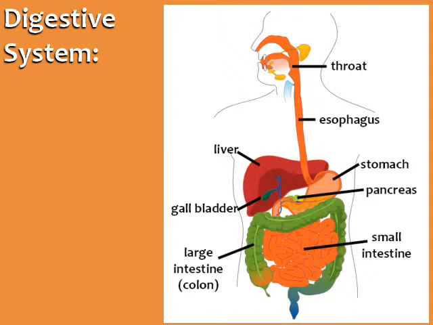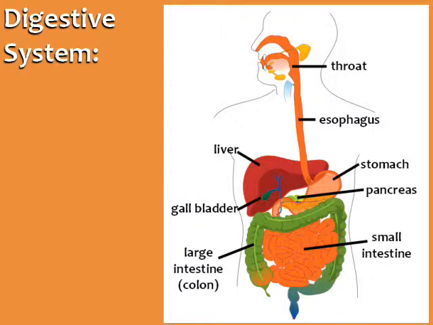Now let's look at the digestive system. When you eat, food goes into your mouth, passes through your throat, and goes down your esophagus. The food is digested in your stomach, then passes through your small intestine and large intestine before being eliminated from the body. The pancreas produces hormones and enzymes.